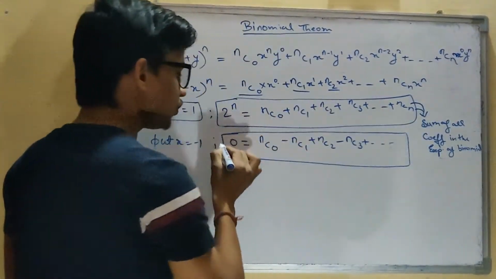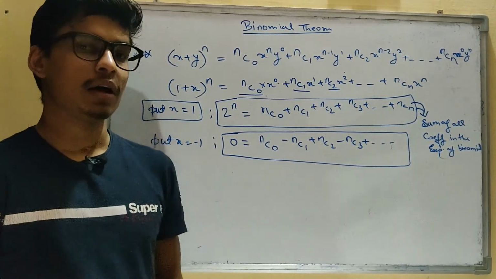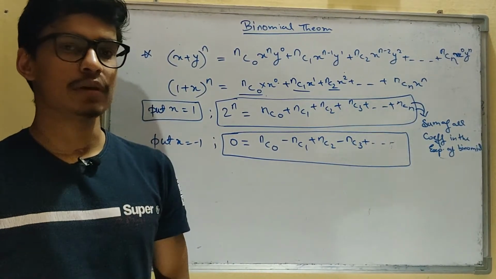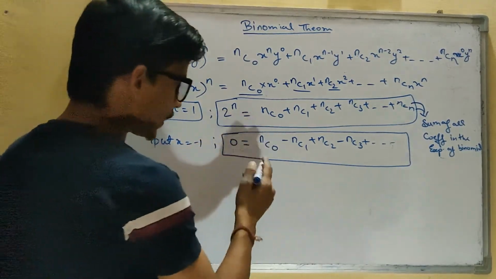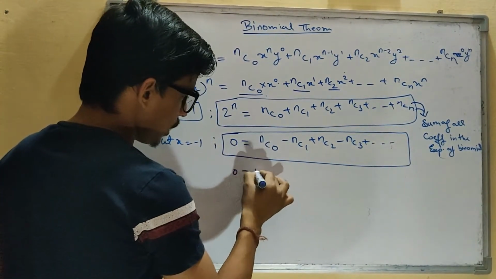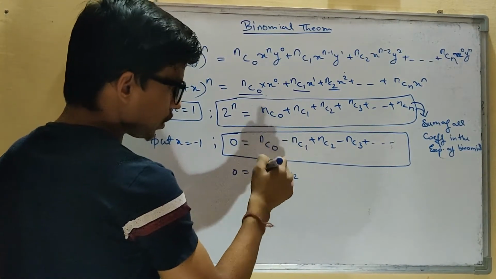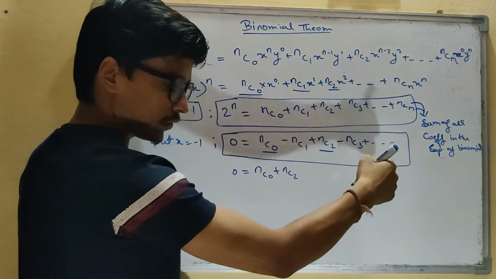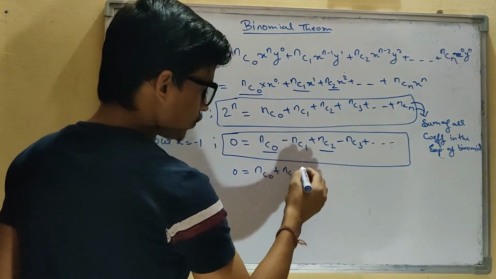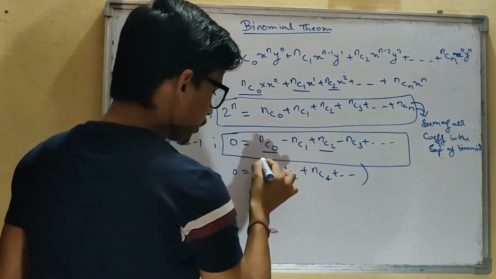The alternative, if you change the sign in the expansion of the binomial, alternatively their sum is going to be 0. Okay, so what does it mean? You can write it this way: 0 is equal to nC0 plus nC2, I am taking all the odd terms, first term, third term, fifth term, odd terms, nC0 plus nC2 plus nC4 and so on.